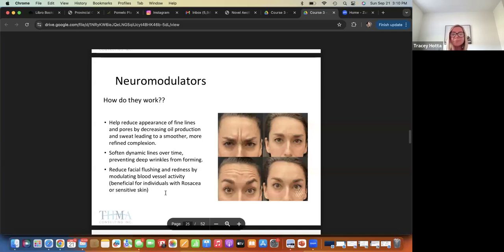Neuromodulators, why are these important? How do they work? They help reduce the appearance of fine lines and pores by decreasing oil production and sweat, leading to a smoother, more refined complexion. The biggest thing they do is soften dynamic lines, so lines that are caused from movement, which helps prevent deep wrinkles from forming.